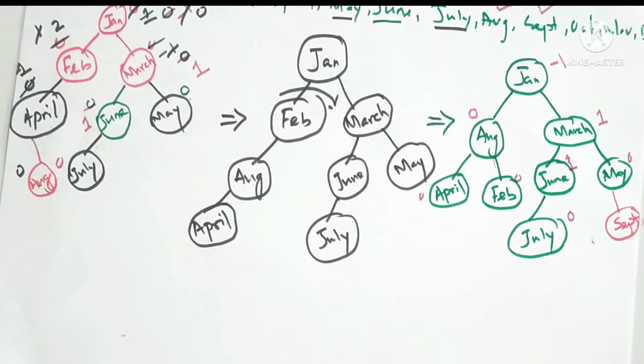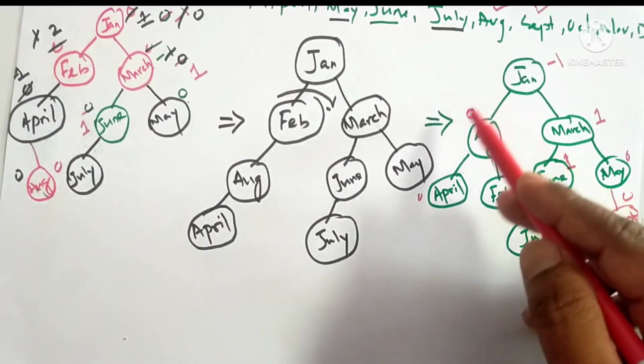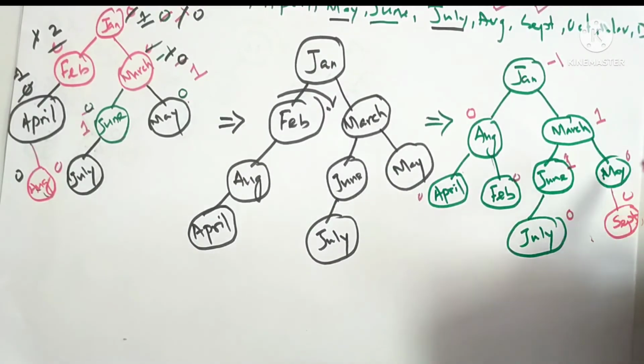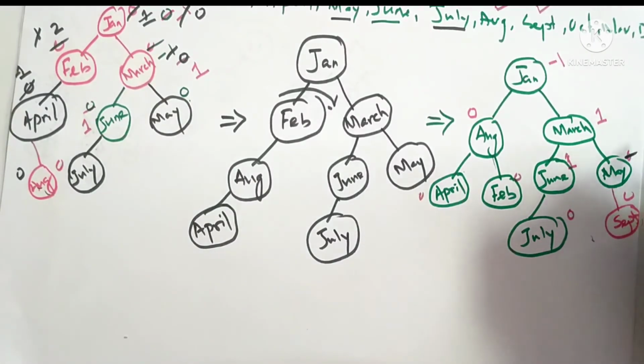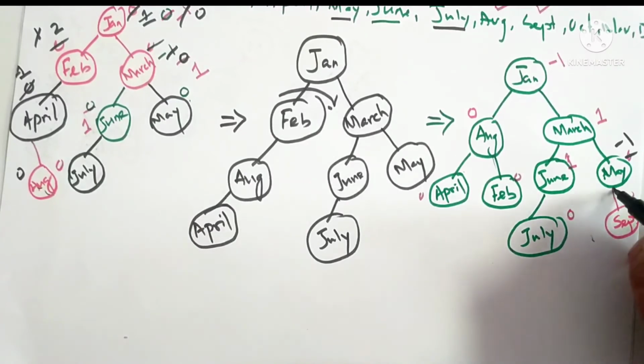Now the balance factor will be how much? September is 0, this is 0, this part will not be changed. So now January will be how much? 1 minus 0, 1. This is how much? Your 0 minus 1, this is no more 0, it will be minus 1. Okay, because it is the right child.